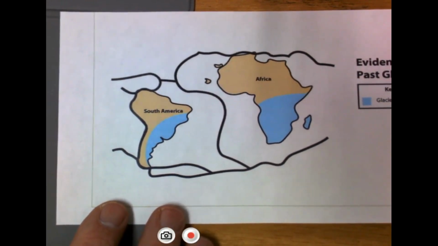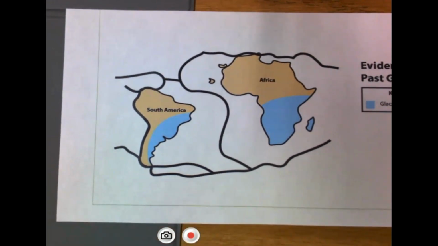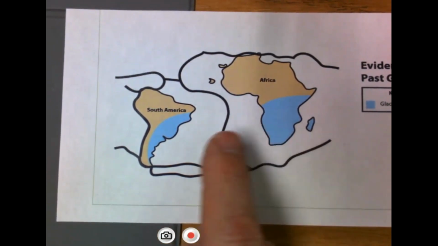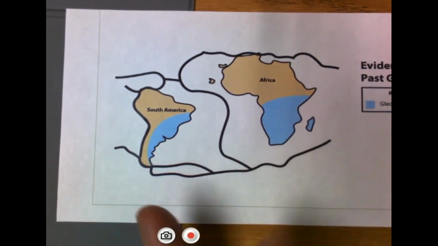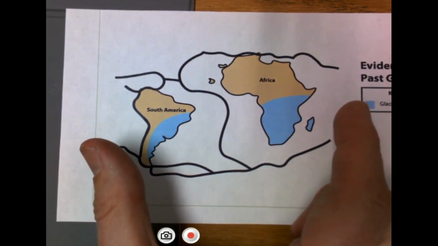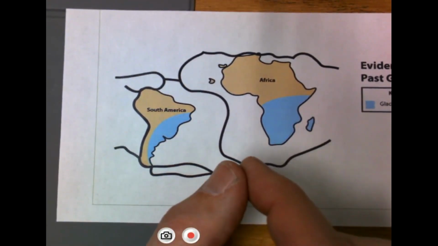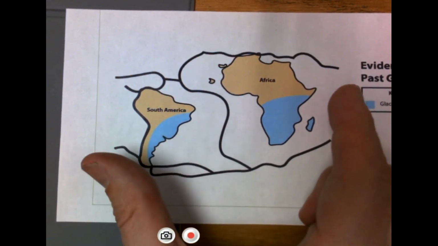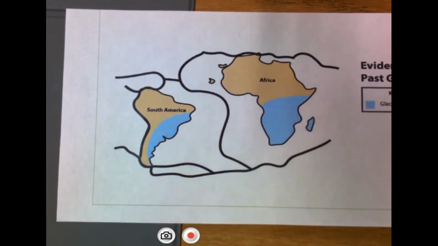The next map is showing evidence of past glaciers, and this is down here. So again, if you put these together, does this support? If you think this says that they were together at one point, you're going to put an S and explain why. If you think you put these together and they don't support that idea, you're going to put an R. Again, pause, write down your response.